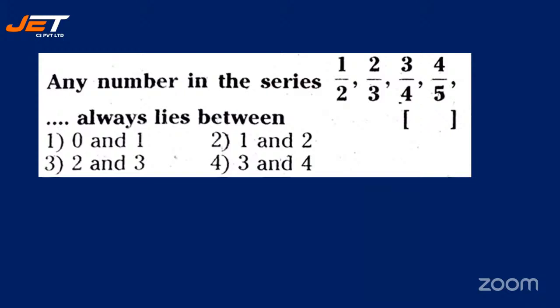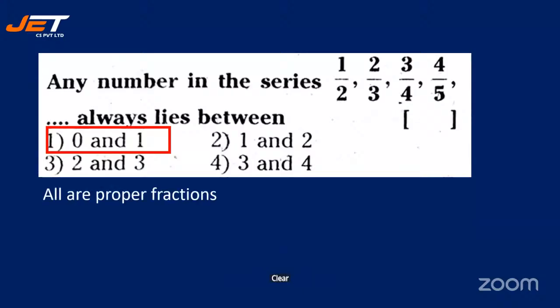Any number in the series lies from where to where? See, half is 0.5. How about 4 by 5? That's also point something. So it means that it is less than 1. So it should be 0 and 1. Clear?